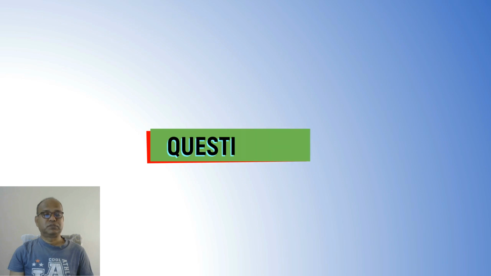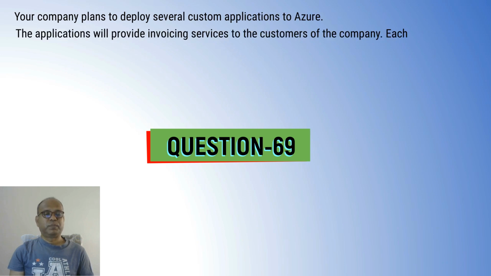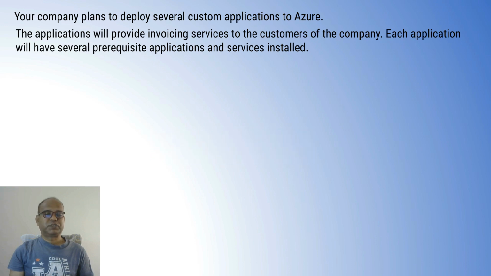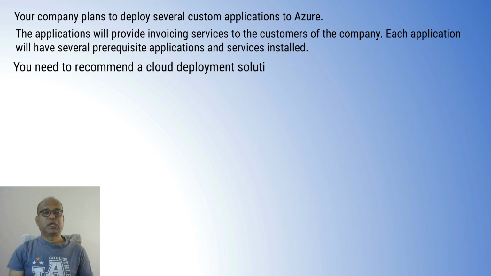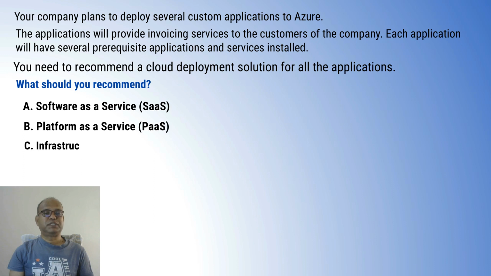Next question. Question number 69. Your company plans to deploy several custom applications to Azure. The applications will provide invoicing services to the customers of the company. Each application will have several prerequisites, applications and services installed. You need to recommend a cloud deployment solution for all the applications. What should you recommend? Option A, Software as a Service (SaaS). Option B, Platform as a Service (PaaS). Option C, Infrastructure as a Service (IaaS).